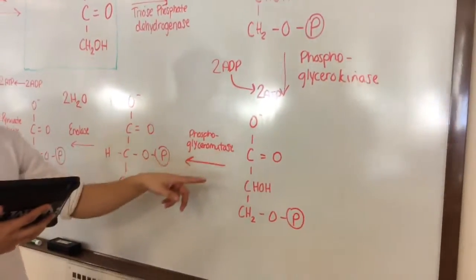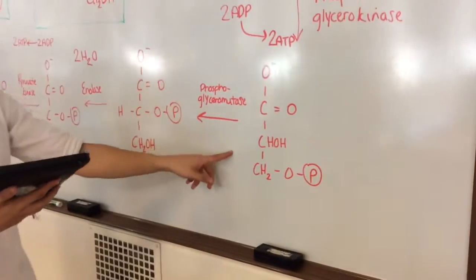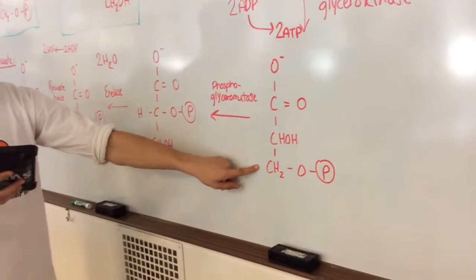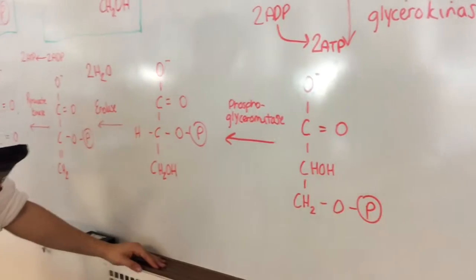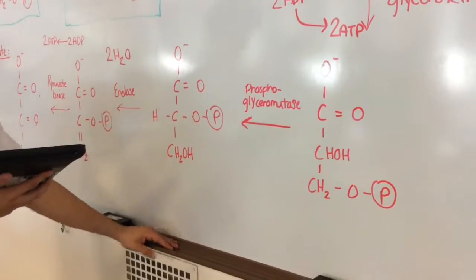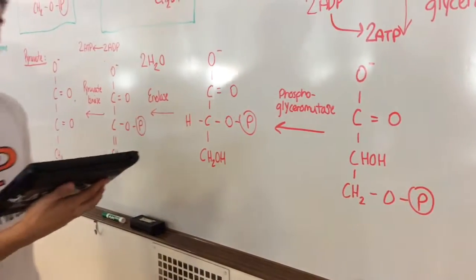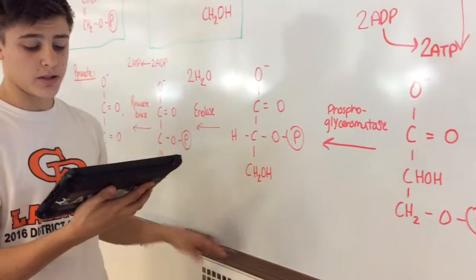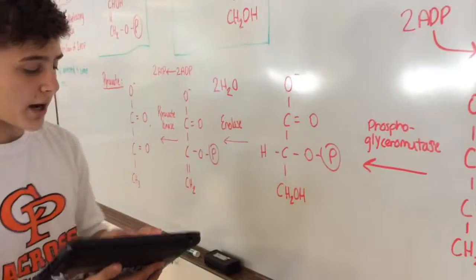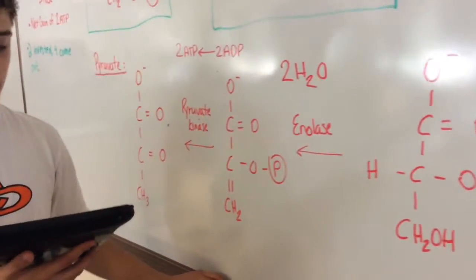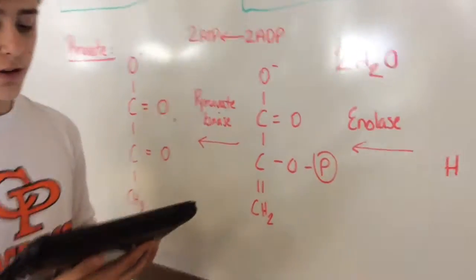3-phosphoglycerate is converted into its isomer 2-phosphoglycerate, right here. 2-phosphoglycerate loses a molecule of water, becoming phosphoenolpyruvate, or PEP. PEP is an unstable molecule poised to lose its phosphate group in the final step of glycolysis.